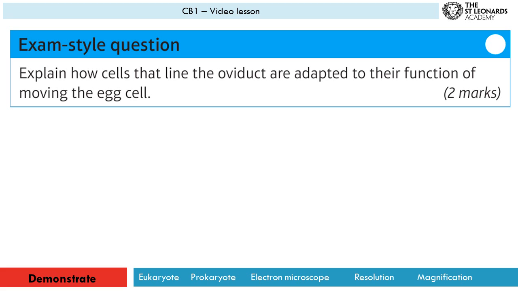You then need to link this to how they're adapted. So you'd say the ciliated epithelial are adapted to their function because they have these projections that move the egg down the oviduct. That will pick you up your 2nd mark because you've stated what it is and then you've explained how it is adapted.